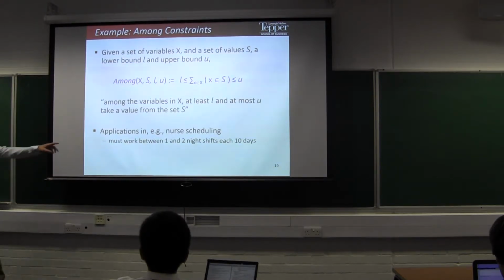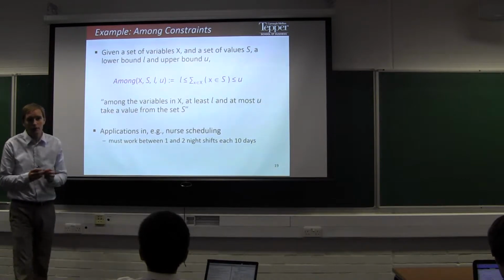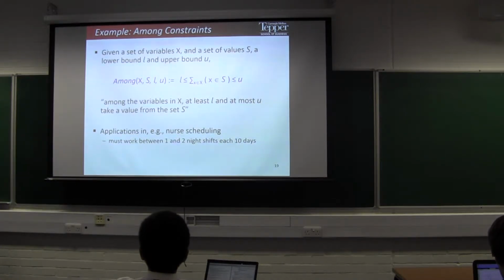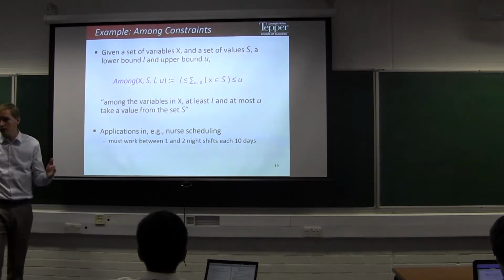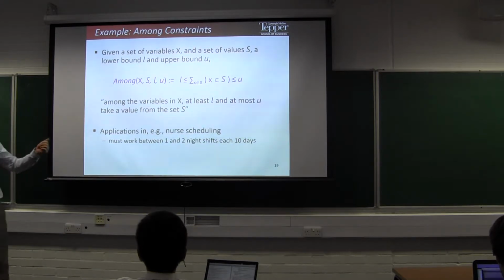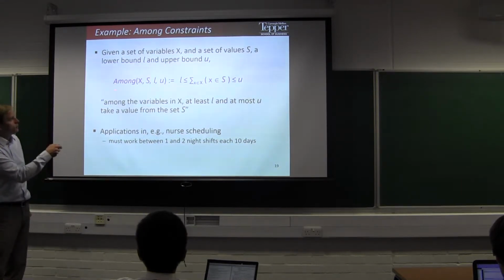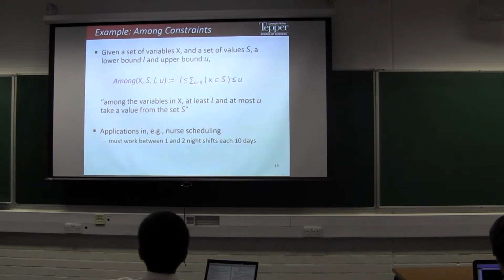For example, suppose you have a nurse scheduling problem, and the variables represent the shift I'm going to do on each day. Maybe I have to do 2 night shifts every 10 days. So in a set of 10 days, those 10 variables I have to take between 1 and 2 times a night shift. That's what the among constraint will tell you to do. So it's very useful in these kind of scheduling problems or shift scheduling problems.